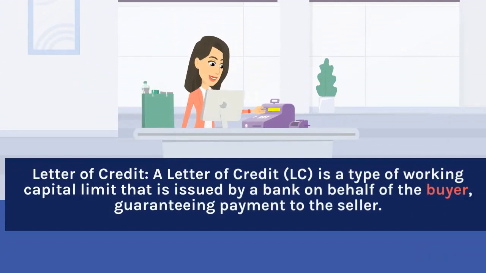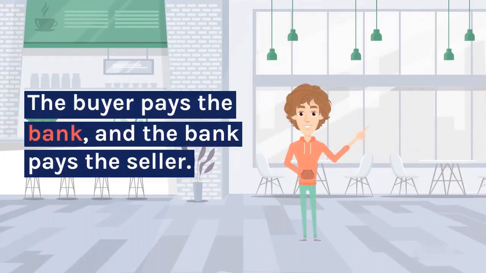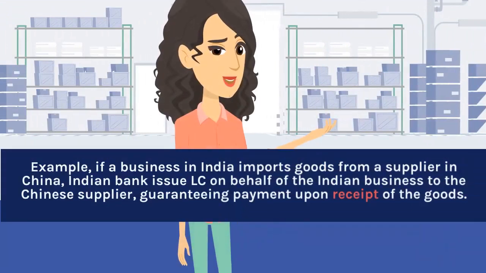Letter of credit. A letter of credit, LC, is a type of working capital limit that is issued by a bank on behalf of the buyer, guaranteeing payment to the seller. The buyer pays the bank, and the bank pays the seller. Example: if a business in India imports goods from a supplier in China, an Indian bank issues an LC on behalf of the Indian business to the Chinese supplier, guaranteeing payment upon receipt of the goods.